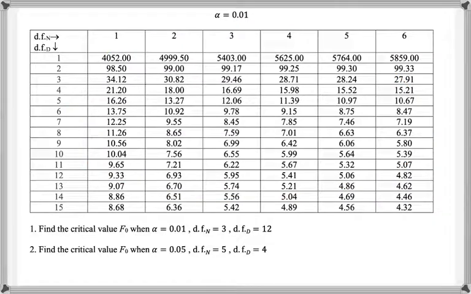Number 1 says, find the critical value f0 when alpha is equal to 0.01. The degrees of freedom in the numerator are equal to 3, and the degrees of freedom in the denominator are equal to 12. So that would be right here. So 5.95.